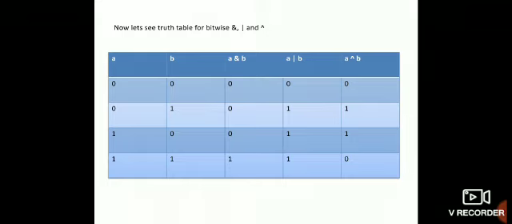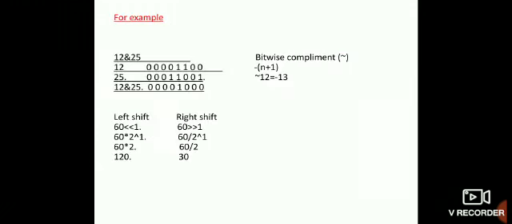For A bitwise or B, it is totally opposite. If both the values are false, that is 0, then it will print 0, else it will print 1. And for A exclusive OR, if both the values are true or false, then it will print 0, and if it is alternate, that is 0 1 and 1 0, it will print 1. Now let's have a look on these examples.